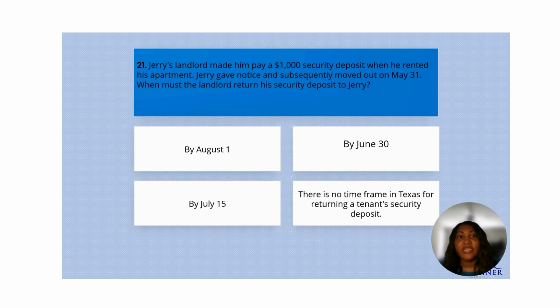Jerry's landlord made him pay a $1,000 security deposit when he rented his apartment. Jerry gave notice and subsequently moved out on May 31st. When must the landlord return his security deposit to Jerry? By August 1st, by June 30th, by July 15th, or there's no time frame in Texas for returning a tenant security deposit. Which one do you guys think?